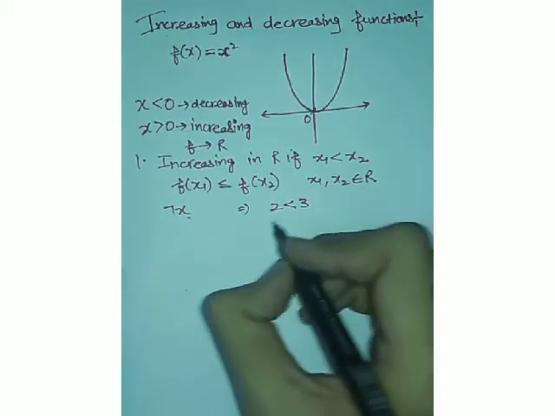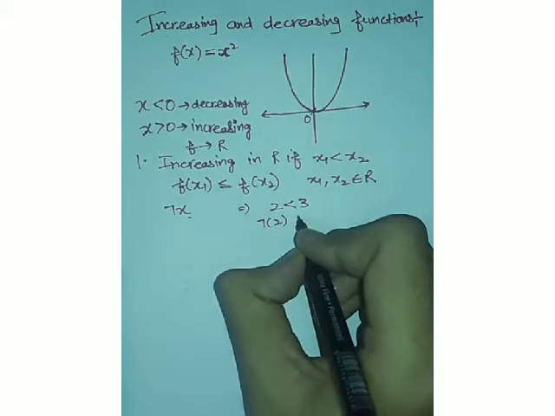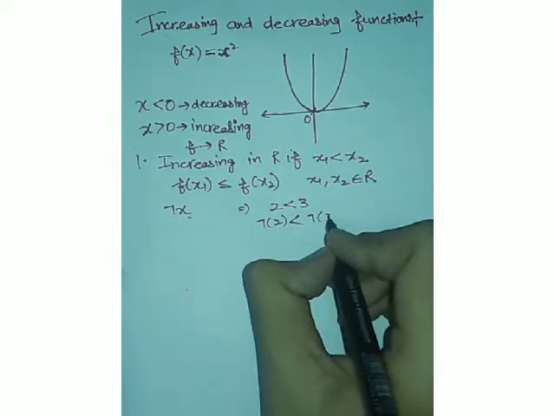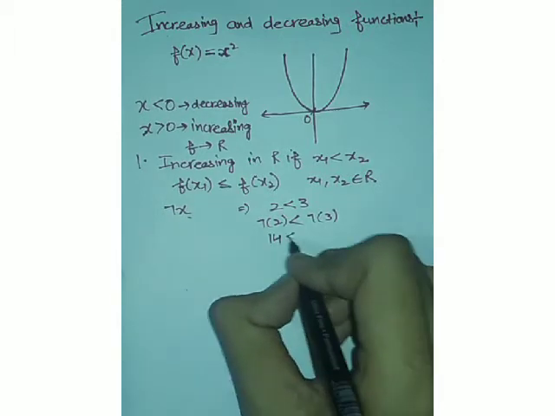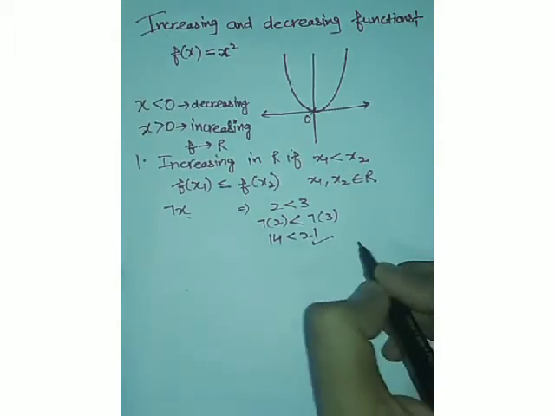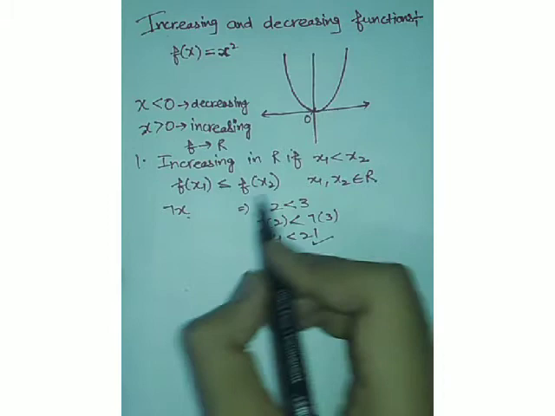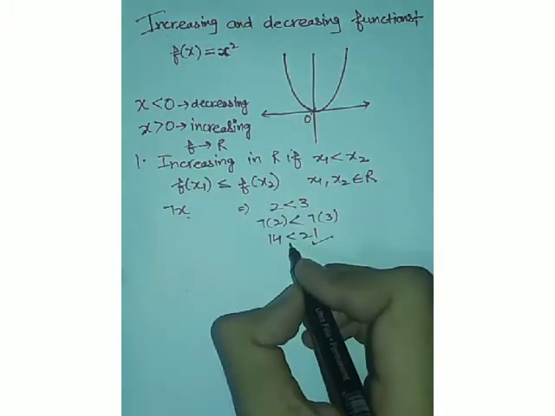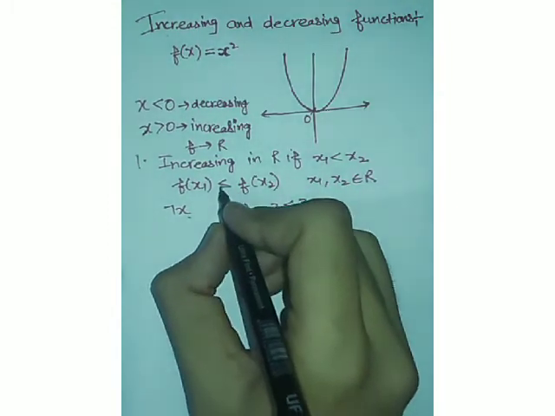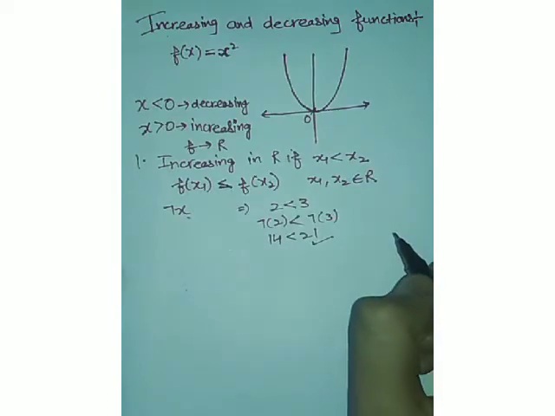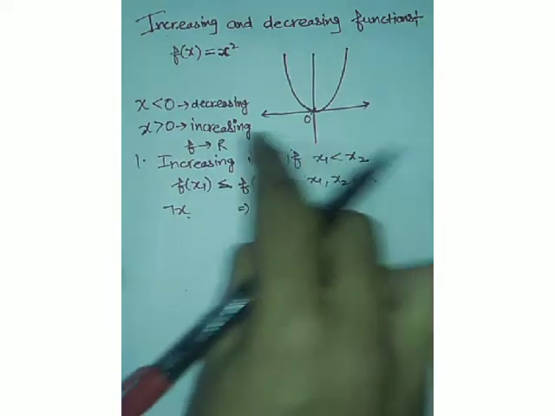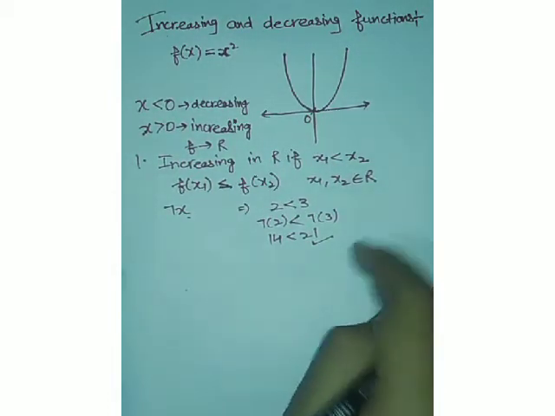Now put it in the function. 7 of 2 is less than 7 of 3. That is also true. 14 is less than 21. It means this function is increasing. Or if the function's values come out to be equal, even then the function is known as an increasing function. This is how this information can be deciphered very simply.